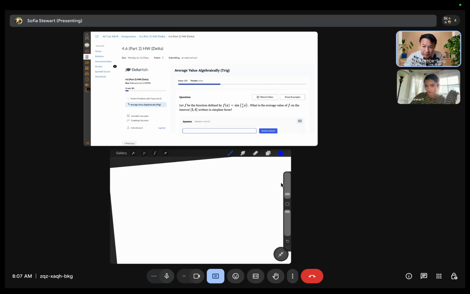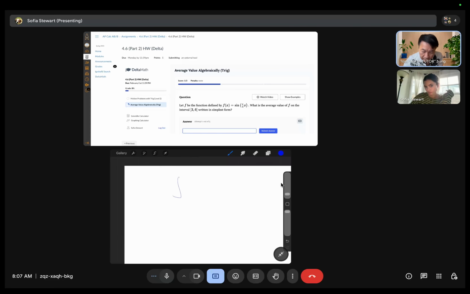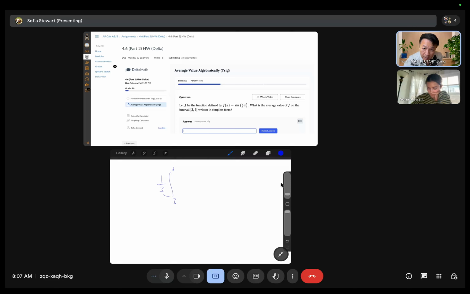So this one, same thing. 1 over, what is that, 3? 6 subtract 3. Okay, I'll do that. And then the value between upper limit 6, lower limit 3, and sine of pi fourth x dx here. Is that right? The average value? Yeah. Okay, then again, 1/3.